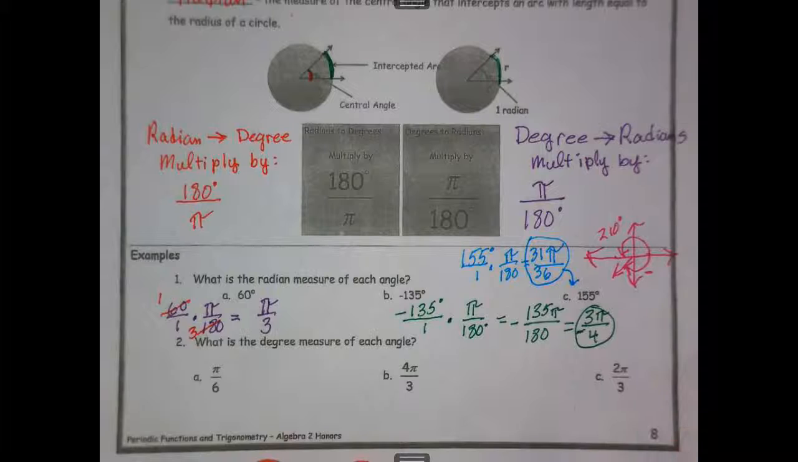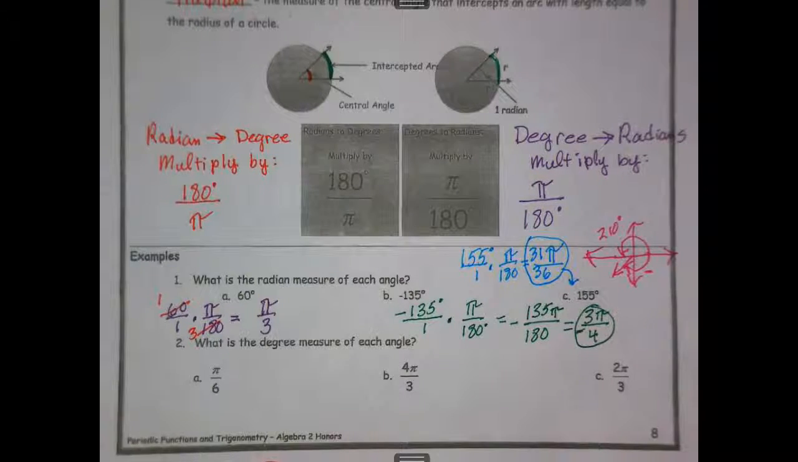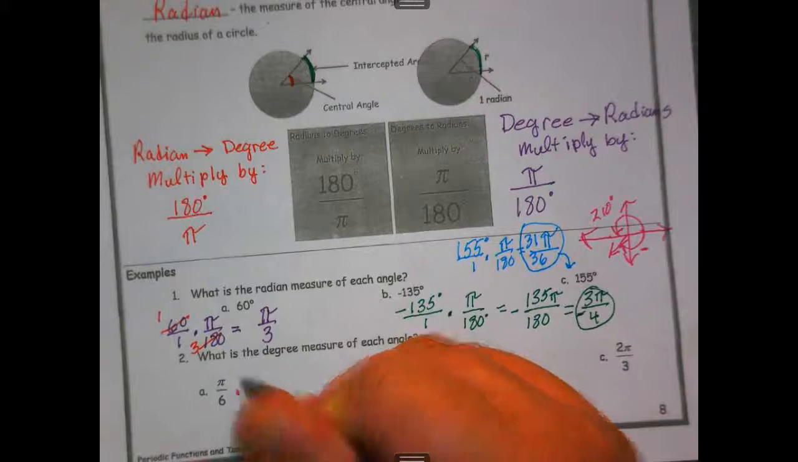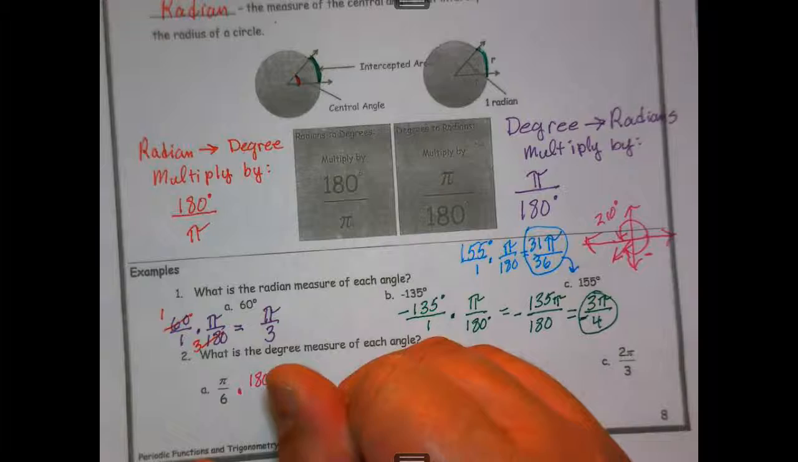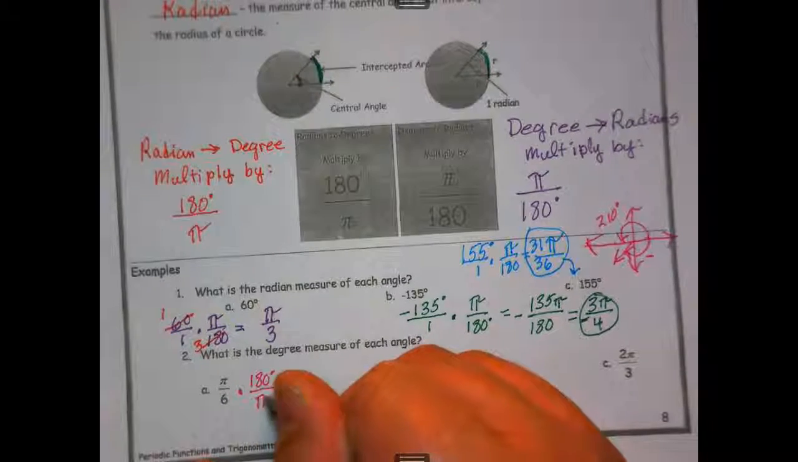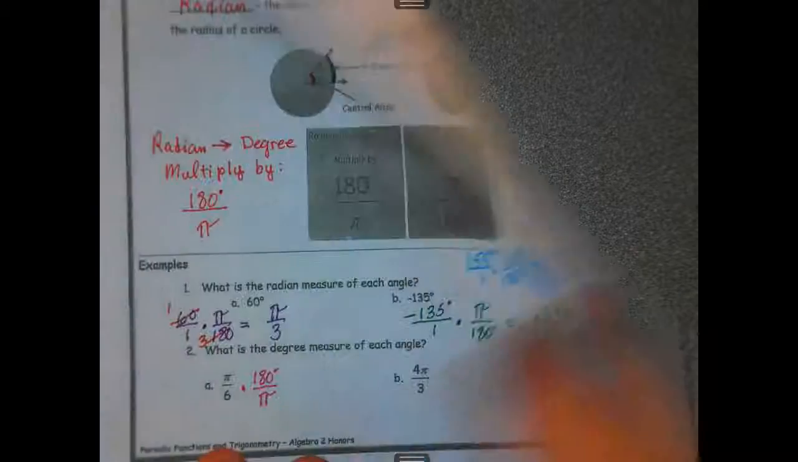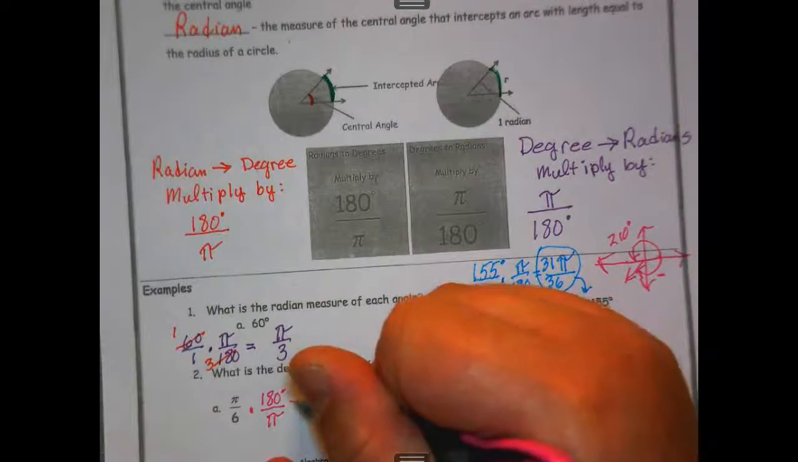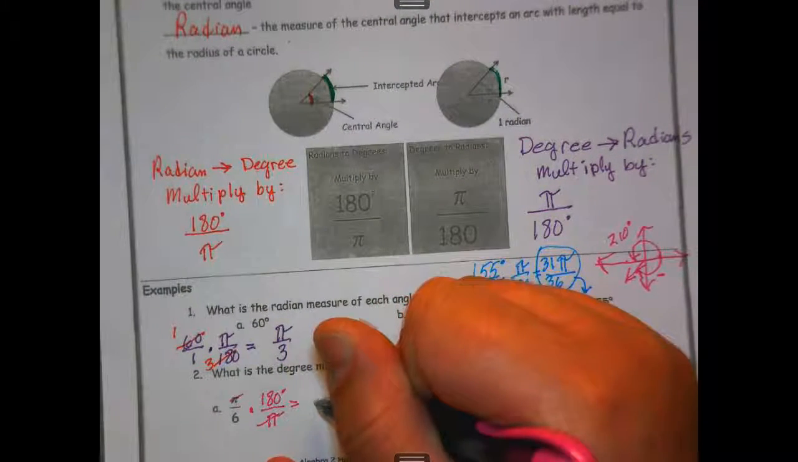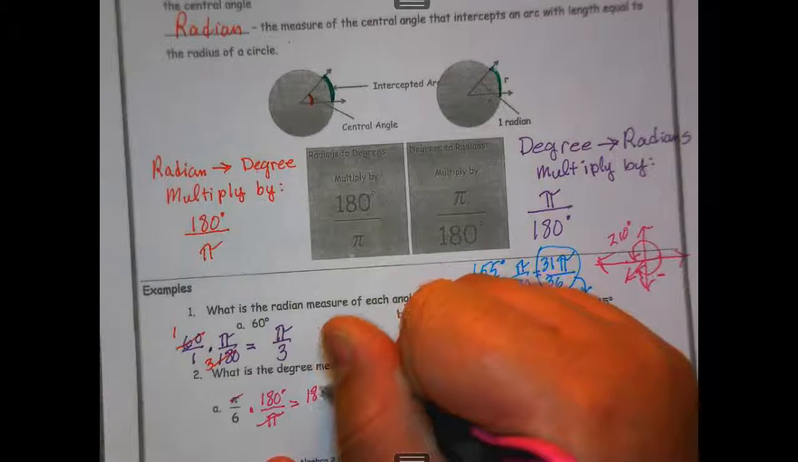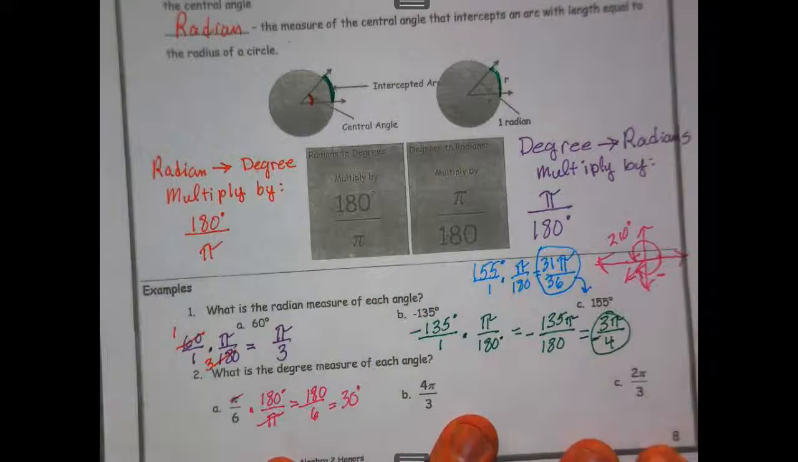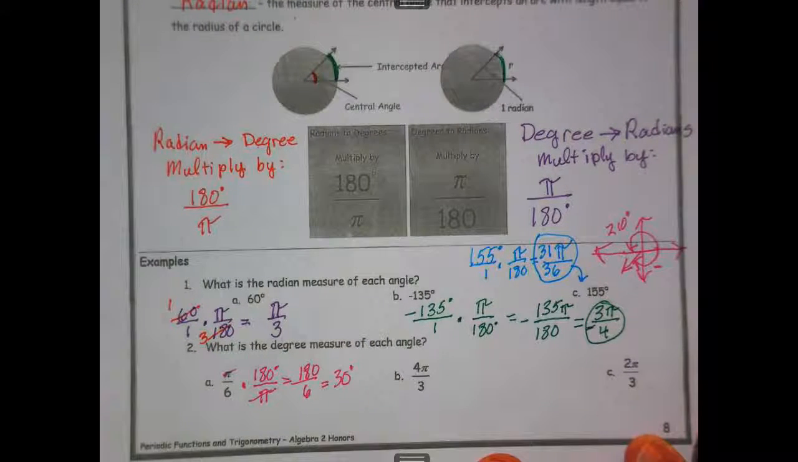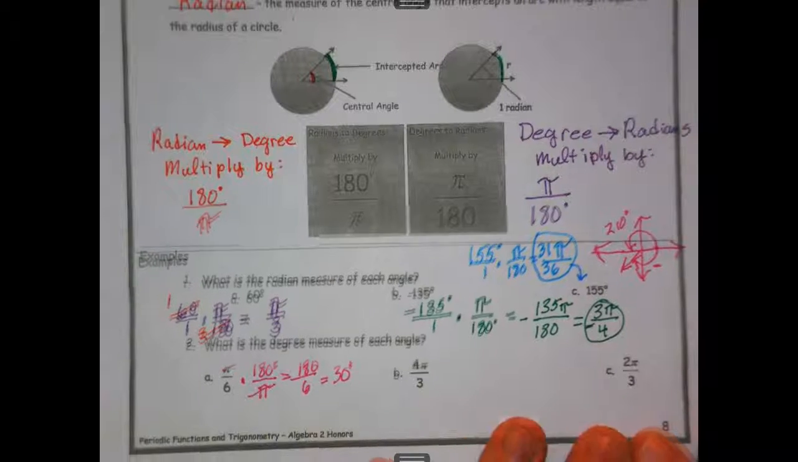Okay, you ready? Now we're going to go from radian to degree. So I'm going to multiply this. We're going from radian to degrees, so 180 degrees over pi. This time what cancels out? Our pi's. So I get 180 divided by 6, which is 30. No, it's not an equal sign.